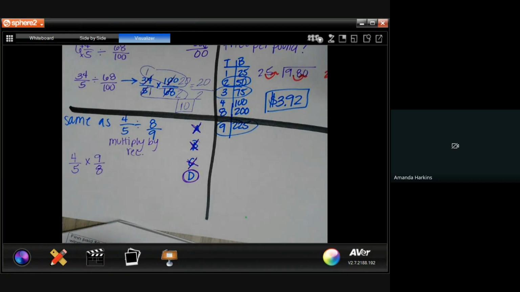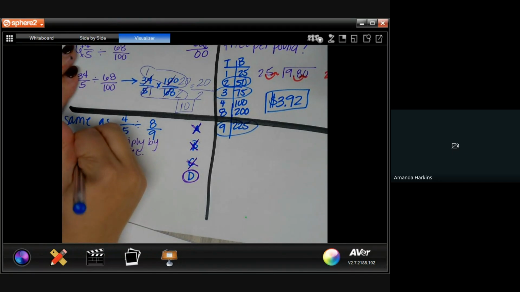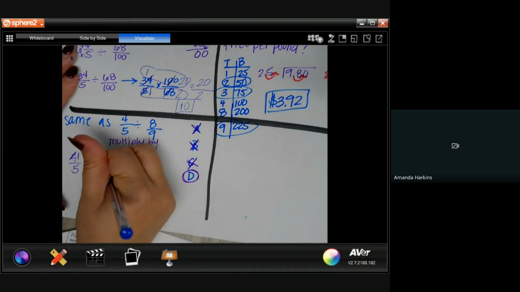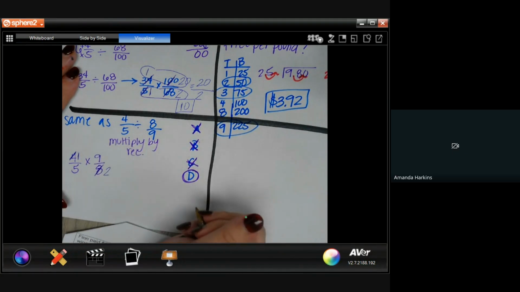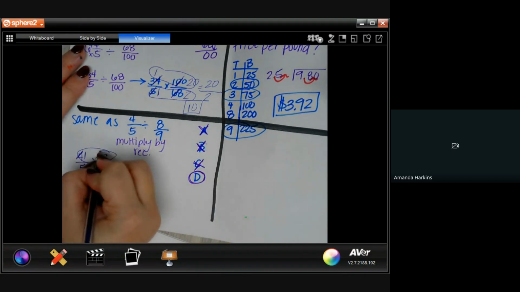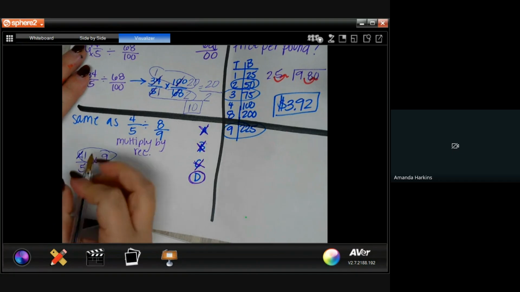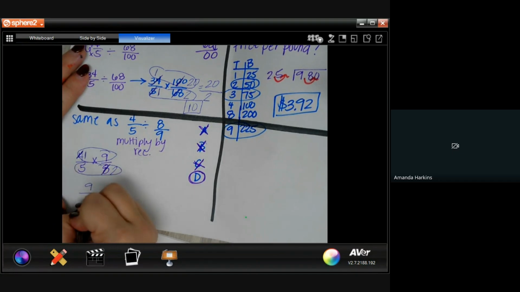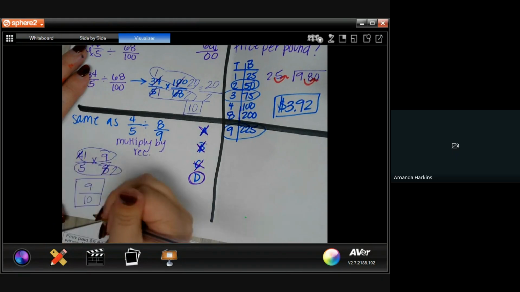I can go ahead and simplify. 4 divided by 4 gives me 1. 8 divided by 4 gives me 2. So now I can do 9 times 1. 9 times 1 is 9. 5 times 2 is 10. And so my fraction is 9/10.